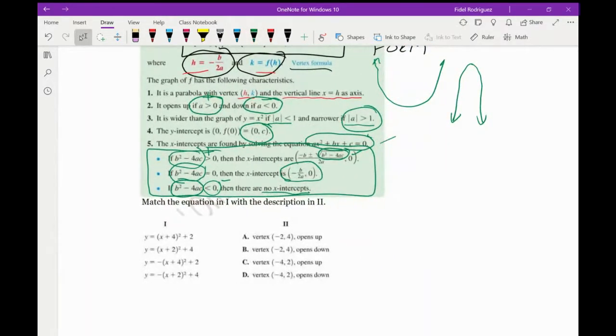The directions here for this first part say to match the equation in 1 with the description in 2.